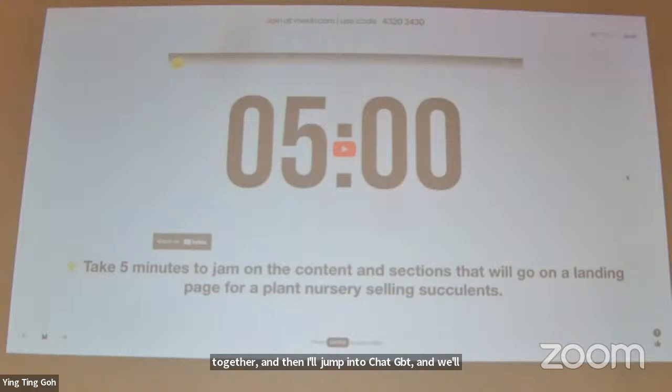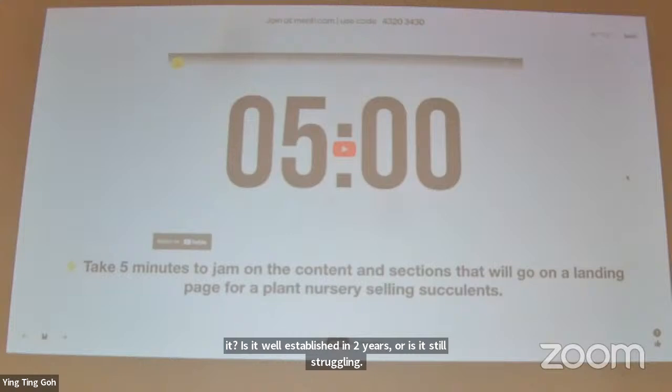So how old is my business? Is the nursery business? Actually, I have an answer. 2 years old. So relatively new. Is it well established in 2 years, or is it still struggling? So go for it. Okay, it's a struggling business.